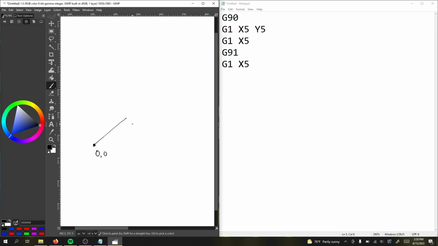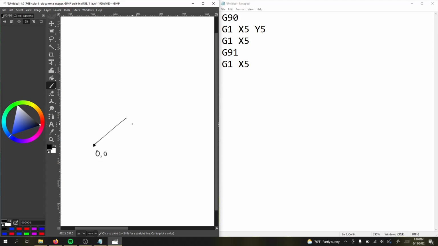Now, this next command is saying, hey, go to X equals 5. Since we're in absolute positioning, it's going to say, I'm already there. I'm already at X equals 5, so I'm not going to move at all. So nothing happens on this step.